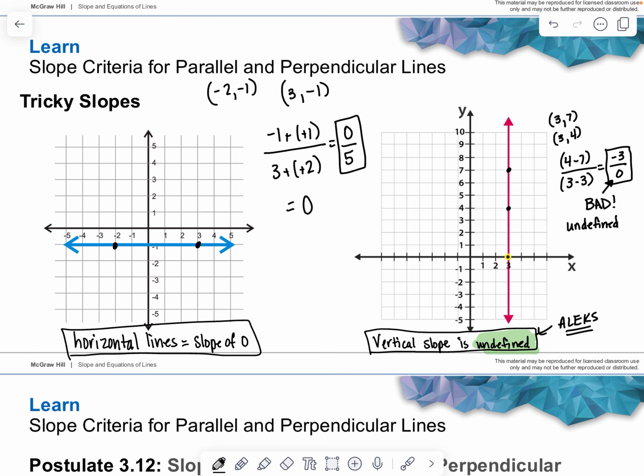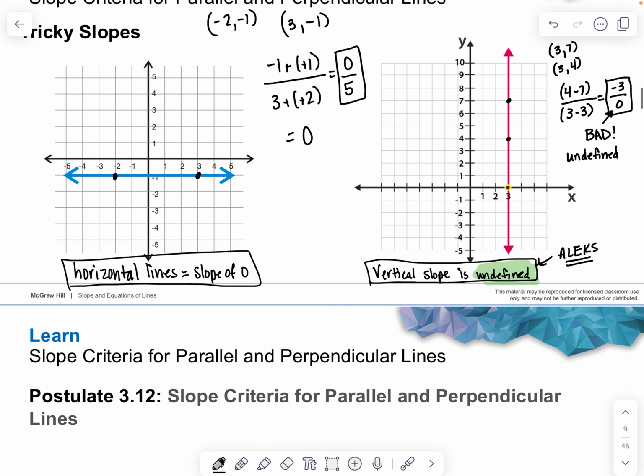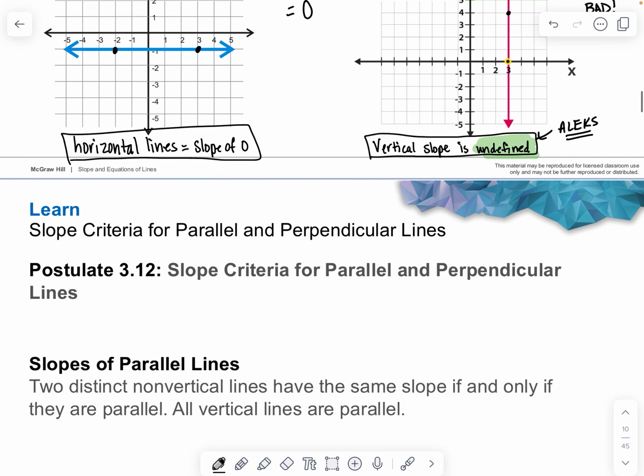Look, I'm losing my voice now. That's great. All right, so keep that in mind. Tricky slopes. Horizontal slopes, 0. Vertical, undefined. And they are perpendicular to each other. All right, now let's look.